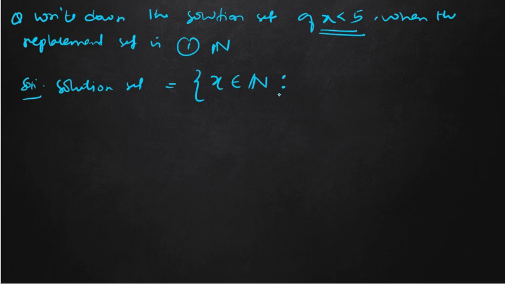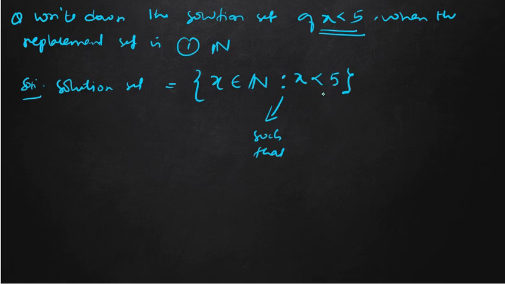And what is the condition? This double dot is known as "such that". After this we write the condition, such that x is less than 5. This is the condition. So all the natural numbers which are less than 5.